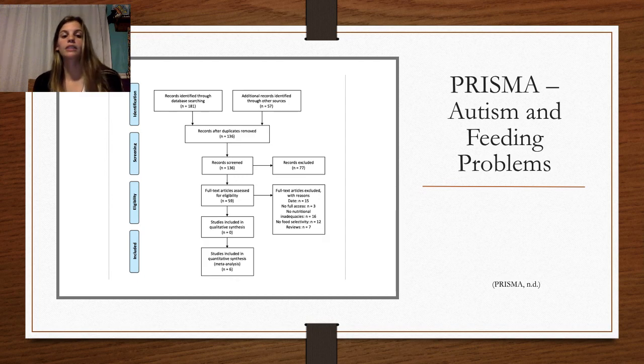From here, I had some more exclusions. I lost 15 articles due to their date, 3 articles because I could not get access to them, and the library could not access them for me either, 16 articles for no mention of nutritional inadequacies, 12 articles for not including food selectivity, and finally, 7 articles were excluded because they were reviews. This left me with 0 qualitative studies and 6 quantitative studies from the search terms.